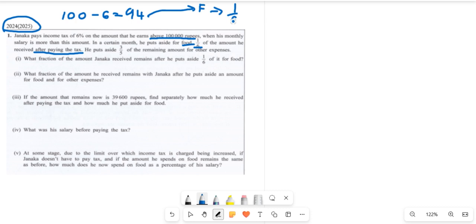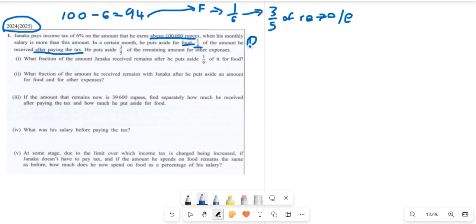He puts aside 3/5 of the remaining amount for other expenses. Now after giving this he will have a remaining amount, and of that remaining amount he is giving 3/5 for other expenses. So the first question: what fraction of the amount Janaka received remains after putting aside for food?